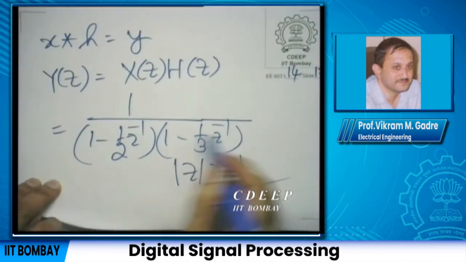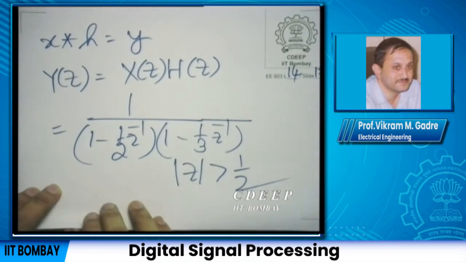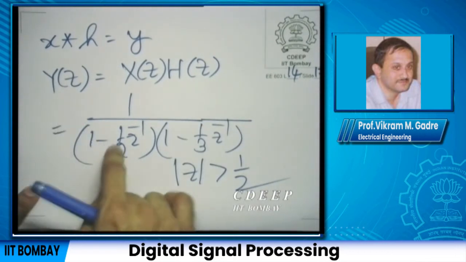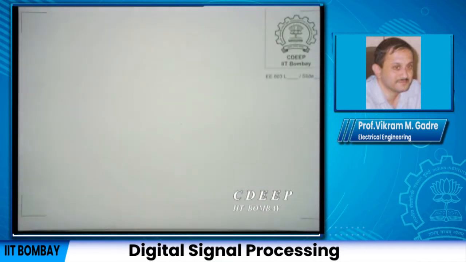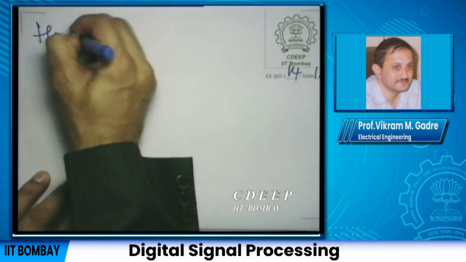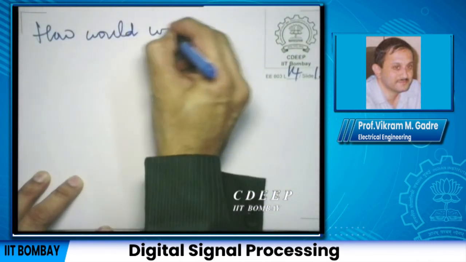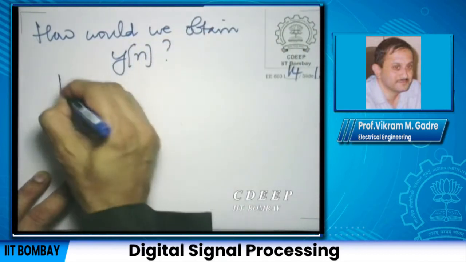Now, let us get back to this example of y z here. You see, here you have a product of two z transforms, and the beauty is this product of the two z transforms can also be expressed as a linear combination of the two z transforms. So, suppose I wish to find the sequence y n from here, how would I go about doing it? Now, one would use what is called a partial fraction expansion. How would we obtain y n? Decompose y z.